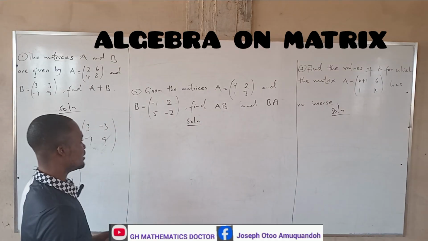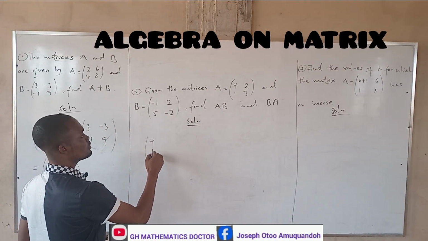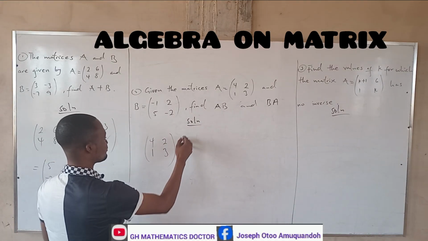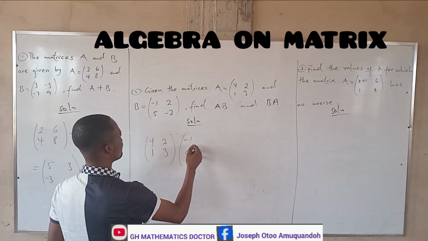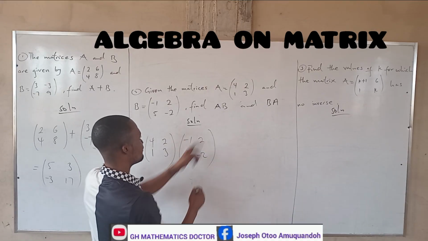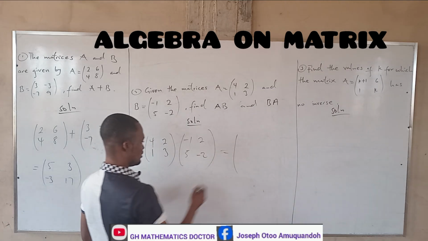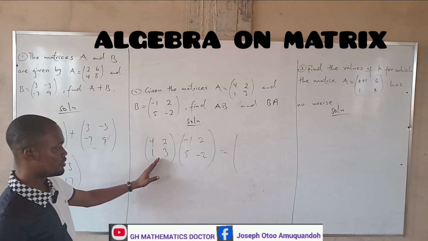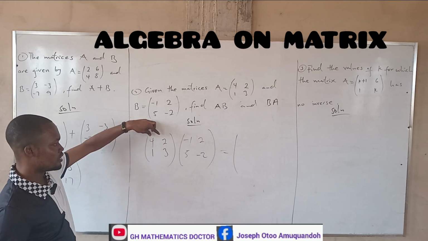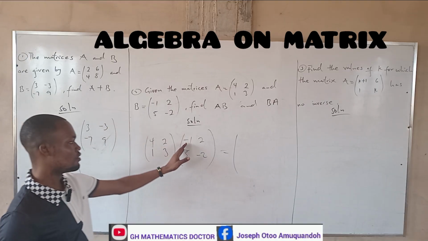So matrix A multiplied by matrix B. So we have this in order. You can see A comes first, so matrix A will be written first. Now for this one, we are going to multiply the first matrix against the second matrix. We are starting with the row of the first matrix against the column of the second matrix.